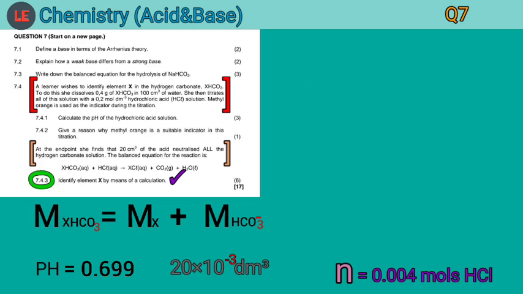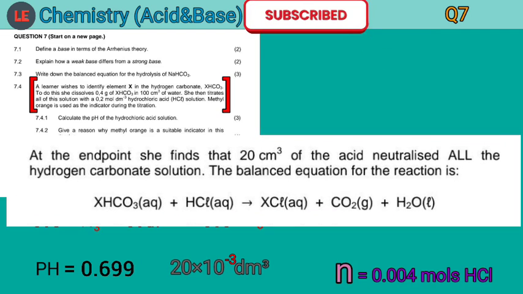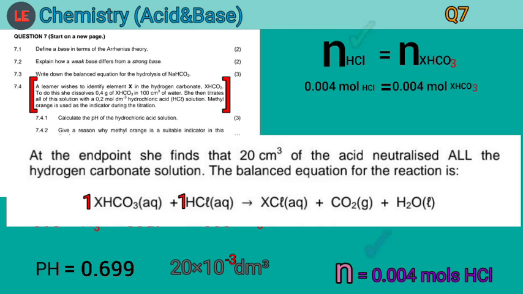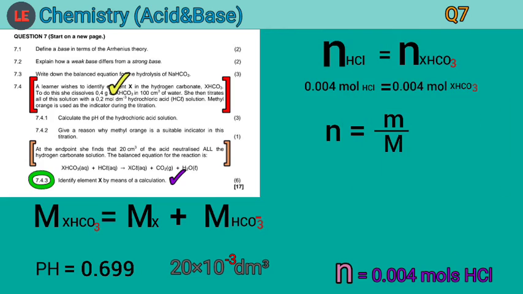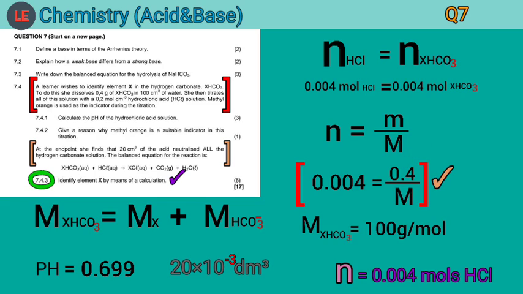Then, we use the mole ratio to get moles of XHCO3. Because here the mole ratio is 1:1, which means moles of XHCO3 equals moles of HCl, as we are using stoichiometry. Then, we use this formula to get the molar mass of this substance as we are given its mass. We substitute as so. This number is the moles we got recently, and this number is the mass of XHCO3 given. This gives us the molar mass of XHCO3 to be 100 grams per mole.